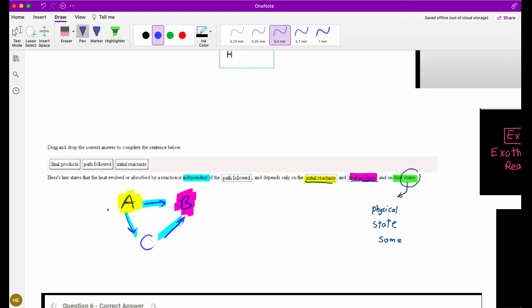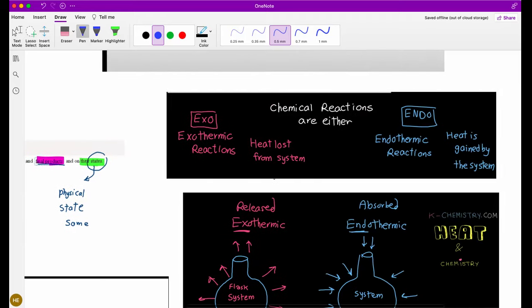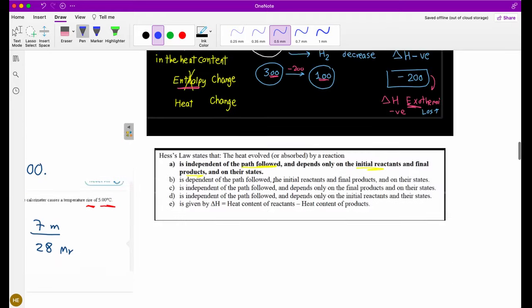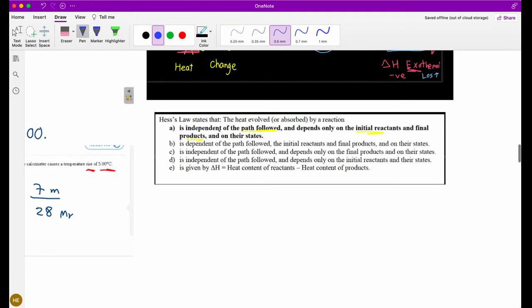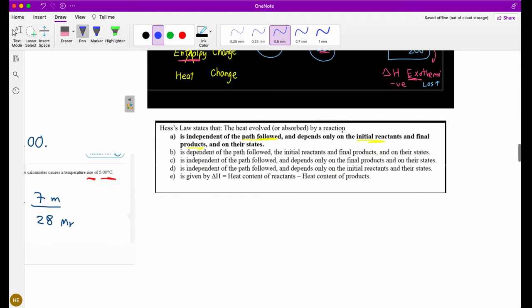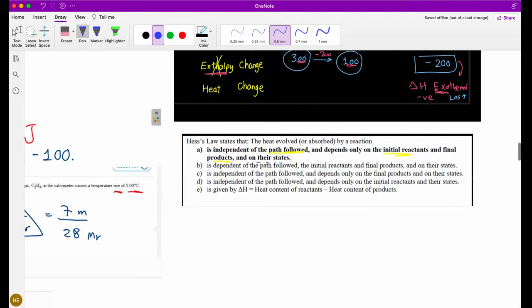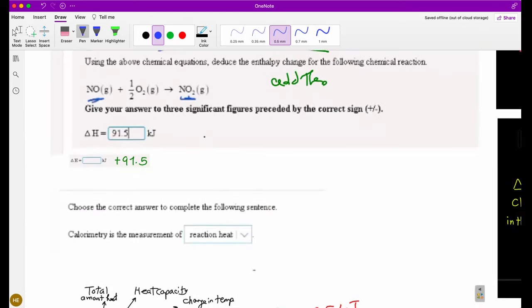So if you started here with a gas, the other equation that you use will have a gas also. If you ended with a gas, it has to be a gas also. This is very important, the definition of Hess's law: independent of the path followed and depends only on the initial reactants and final products and on their states. Don't forget, this part is important.